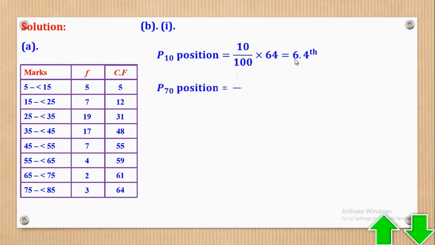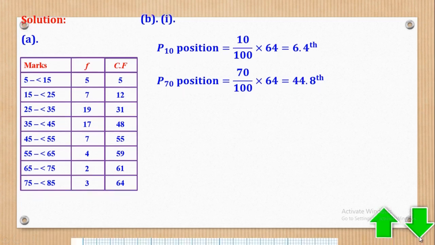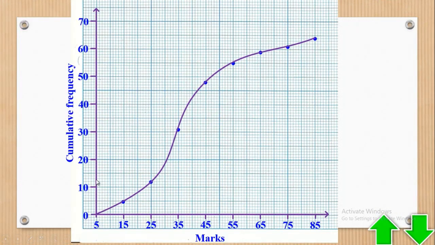What about the 70th percentile? It will be 70 over 100 times the total frequency, which is 64, and that gives you 44.8. So now that you have got the positions, we shall go and locate them on our ogive. We shall go to the ogive and locate 6.4 on the vertical. Take a horizontal line to meet the curve. Where it meets the curve, you draw a vertical line downwards to meet the horizontal axis.